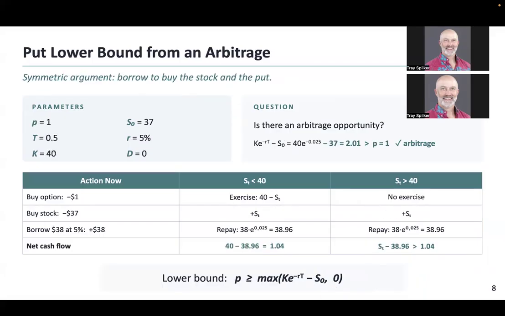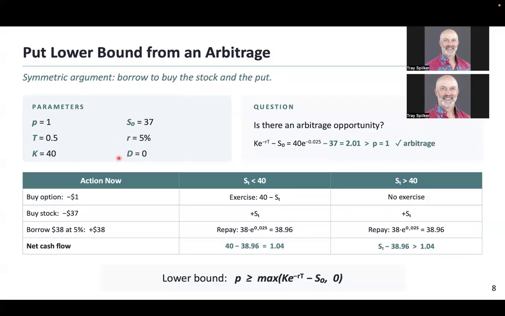Now we'll talk about the lower bound for a put option. We'll do a symmetric argument here, a similar argument. We'll define the parameters real quick. Let's say the put option is $1, time to maturity is 6 months, strike price is 40, share price is 37, so it's in the money by $3. The risk-free rate is 5%, no dividend. The question is: is there an arbitrage opportunity?